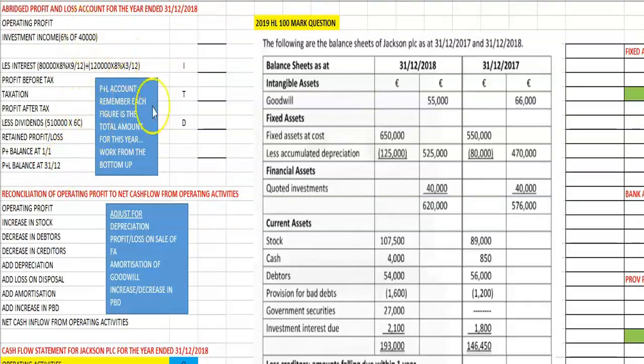So now we aim to get the figures that we can put into the abridged profit and loss account, and I would normally work from the bottom up. I've put the letters ITD in here just to remind ourselves that the order in which the deductions happen are interest gets deducted first, then tax, then dividends. So let's try to find the figures that we need to put into the profit and loss account.